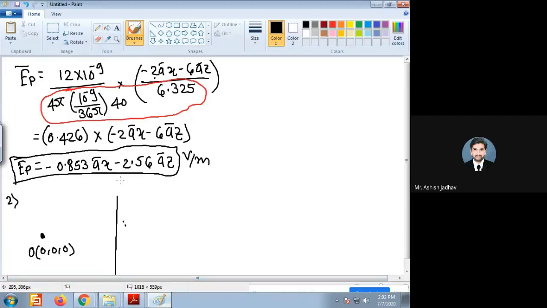So this is a line charge, and what are the coordinates they have given for the line charge? What information they have given? The value of rho L is equal to 3 nanocoulomb per meter. This is the value they have given, and this line is present at x is equal to 2 and y is equal to 3. So the x coordinate and y coordinate are already known to you.